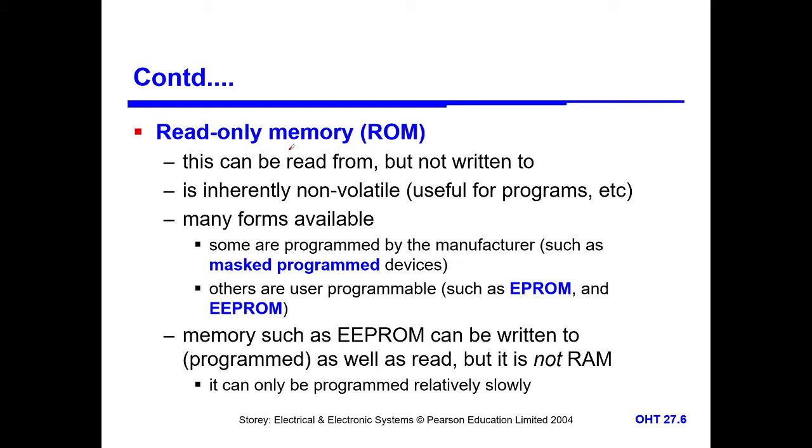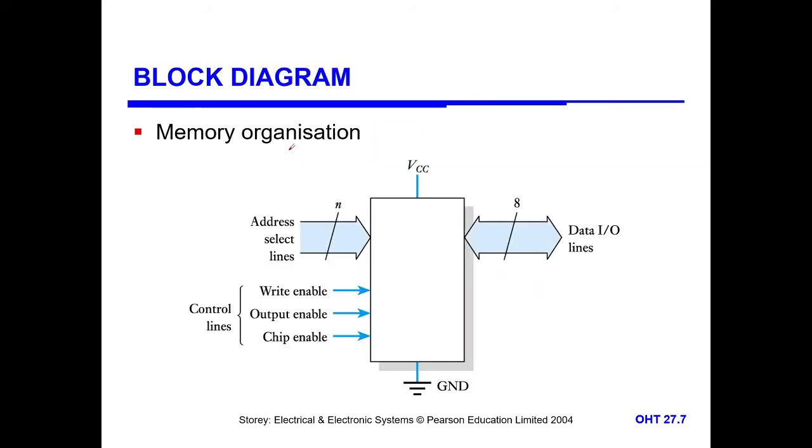Memory such as electrically erasable programmable read-only memory can be written, that is programmed, as well as read, but it is not RAM. It can be programmed relatively slowly. Next is the block diagram of memory organization. This is very, very important.